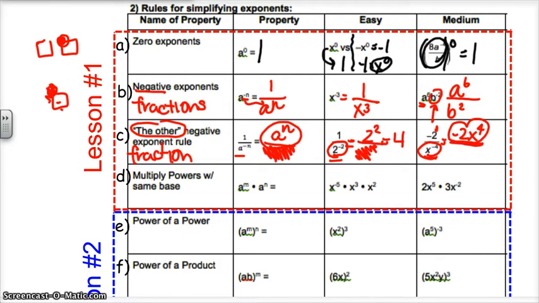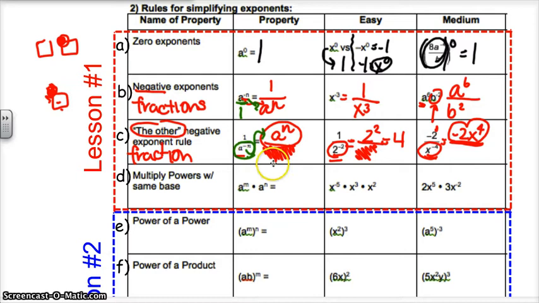A quick recap here of these then. If the negative exponent is in the top of a fraction, it moves to the bottom, loses its negative. If the negative exponent is in the bottom of the fraction, it moves to the top and loses its negative. So that negative is a flag that it needs to change position, either from the top down or down up.